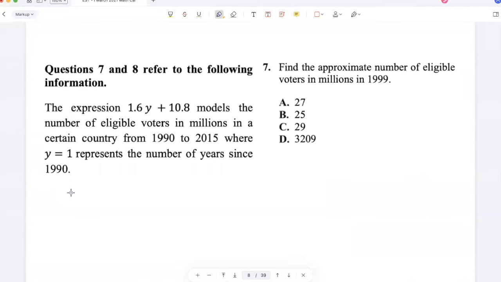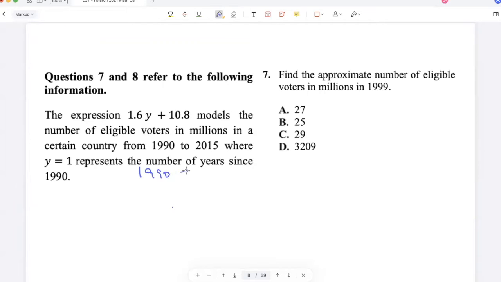The expression 1.6y plus 10.8 models the number of eligible voters in millions in a certain country from 1990 to 2015, where y is equal to 1 represents the number of years since 1990. Okay, so 1990 is y equal to 1. Find the approximate number of eligible voters in 1999.